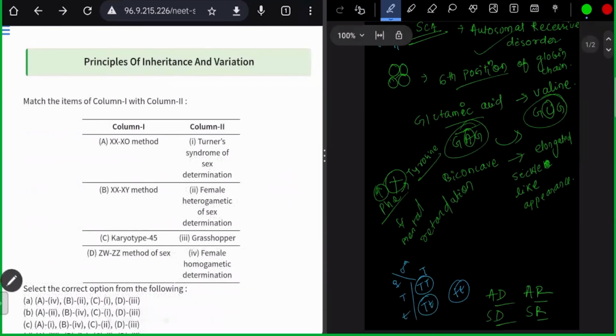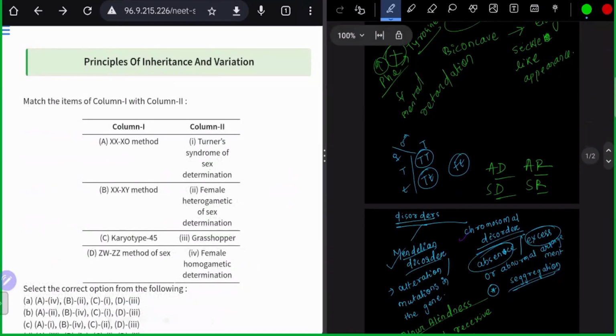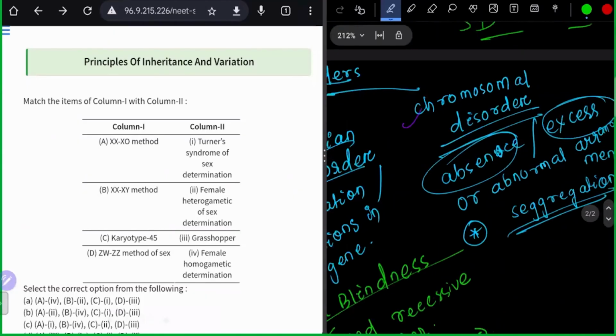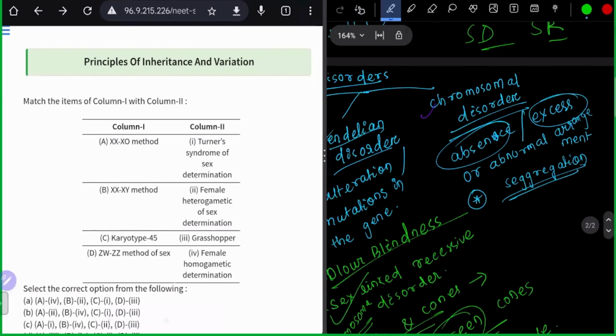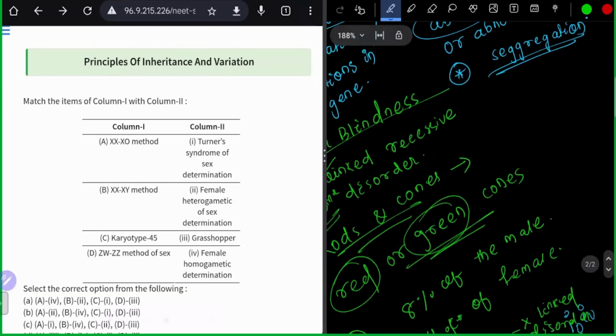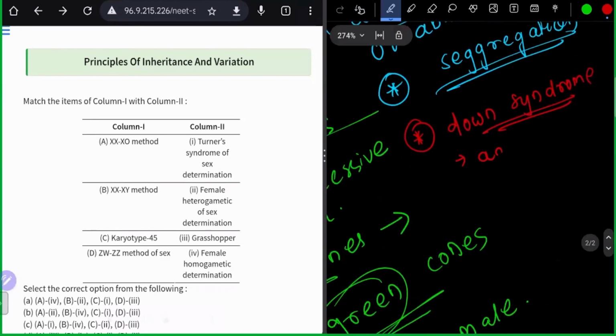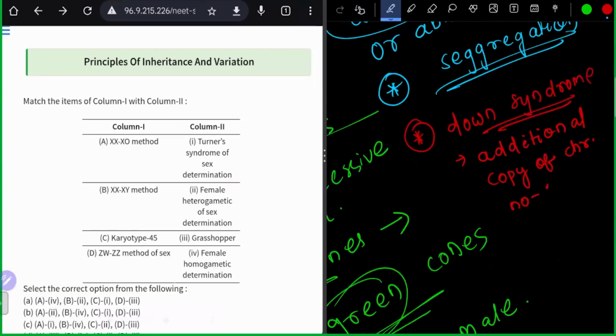Next we have match the following. Now we will discuss the chromosomal disorders. There are three chromosomal disorders in your NCERT which you need to understand. The first chromosomal disorder is Down syndrome. Down syndrome means there is an additional copy of chromosome number 21.